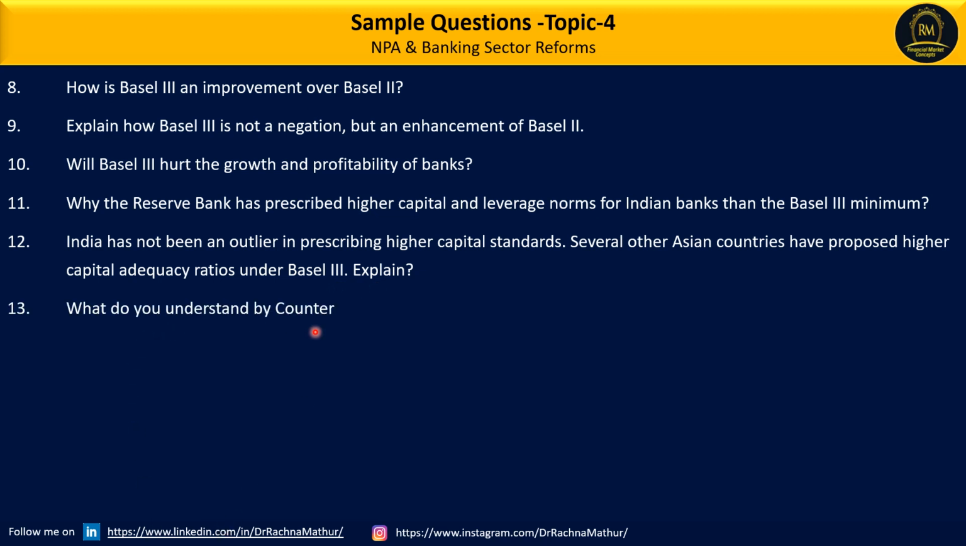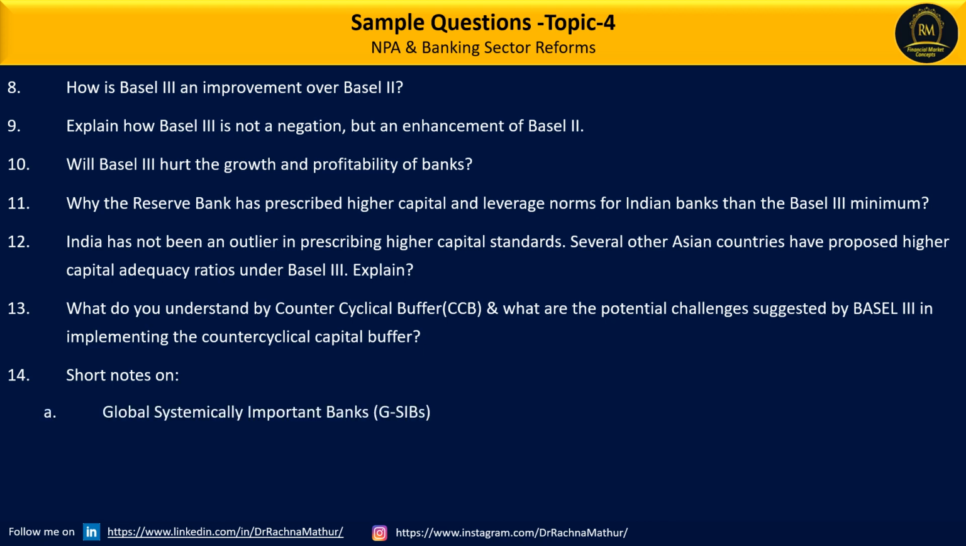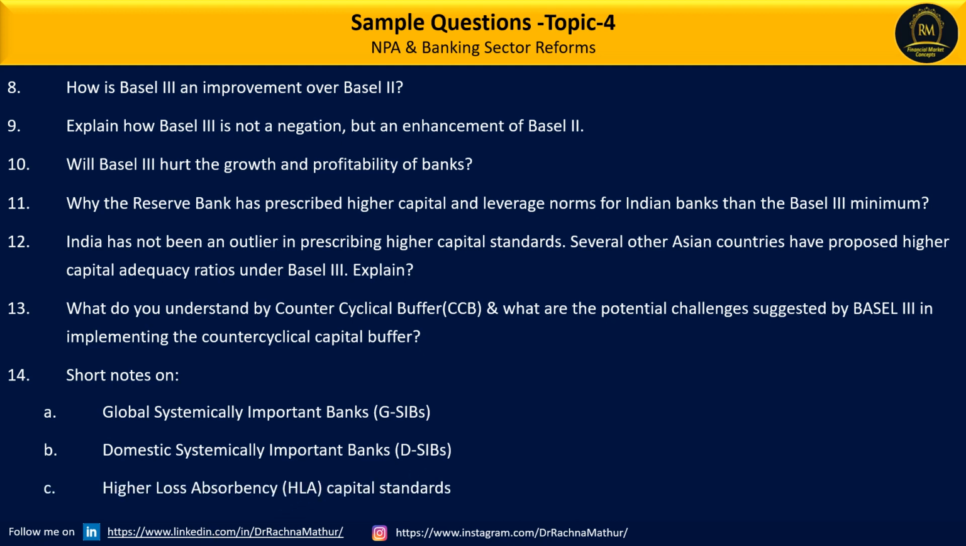What do you understand by counter-cyclical capital buffer, and what are the potential challenges suggested by Basel III in implementing the counter-cyclical capital buffer? And a short note on GSIBs, DSIBs, higher loss absorbency capital standard.